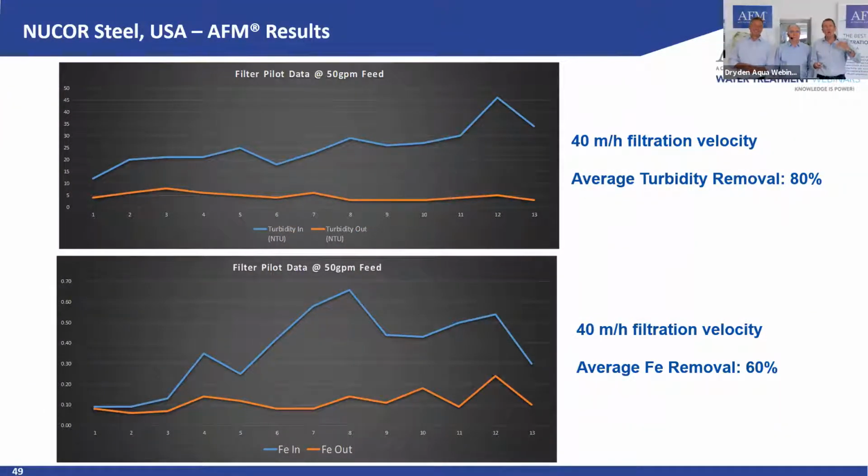So let me push the system. And what they did is they actually doubled the filtration velocity to 40 meters per hour. Typical Americans. Which they can with this system, right? Because it allows you to do it. And you see the removal rate dropped from 88 to still 80%. And the iron removal rate was still at 60%.